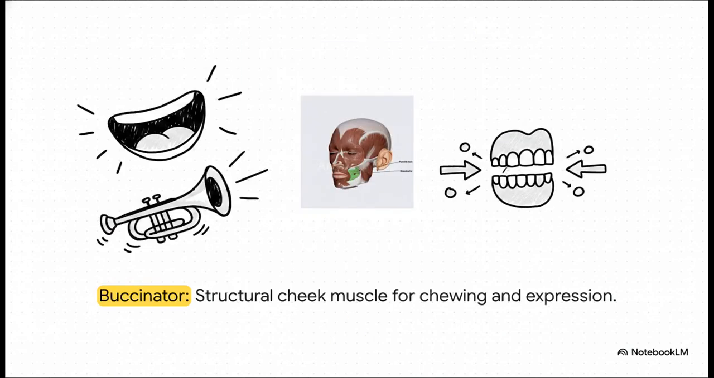And rounding out the mouth region, we have the buccinator. This muscle forms the structural muscular wall of your cheek. While technically it's classified as a muscle of mastication, which just means it helps keep food pushed between your teeth while you chew, it heavily intermingles with your facial expressions. It acts like a firm wall that pulls the corner of your mouth tightly backward, supporting the mechanics of a really wide smile or, say, blowing into a trumpet.